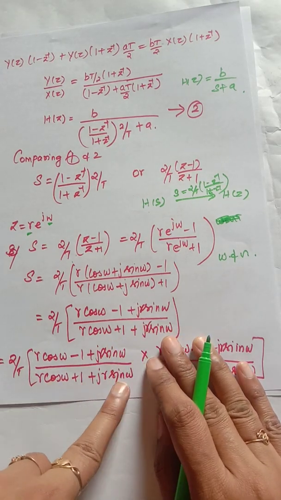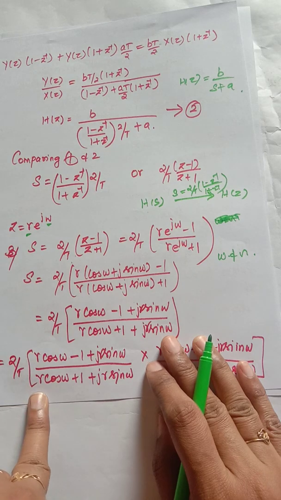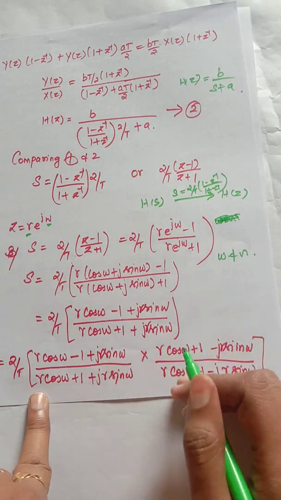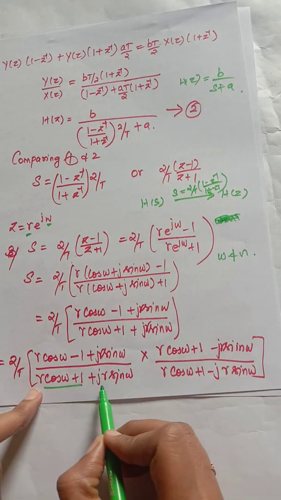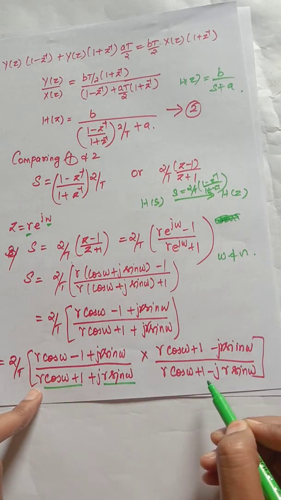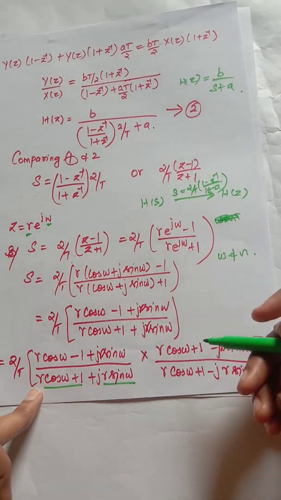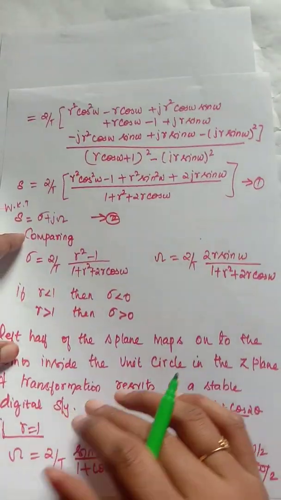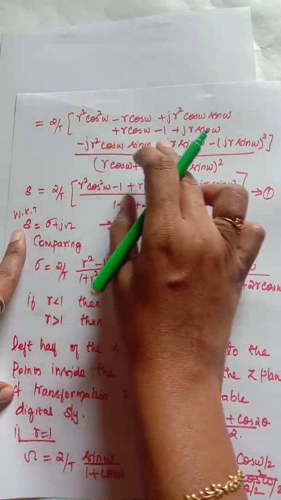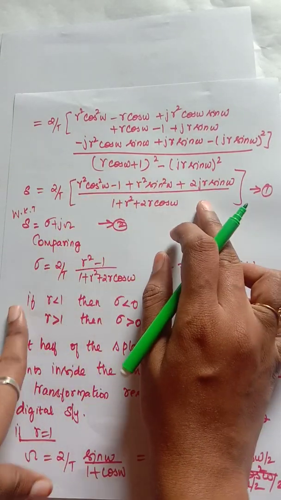Now I am going to find the real part and the imaginary part. This is the real part and this is the imaginary part. So I am multiplying by the complex conjugate, on both numerator and denominator. After multiplying and simplifying, I get a term like this.